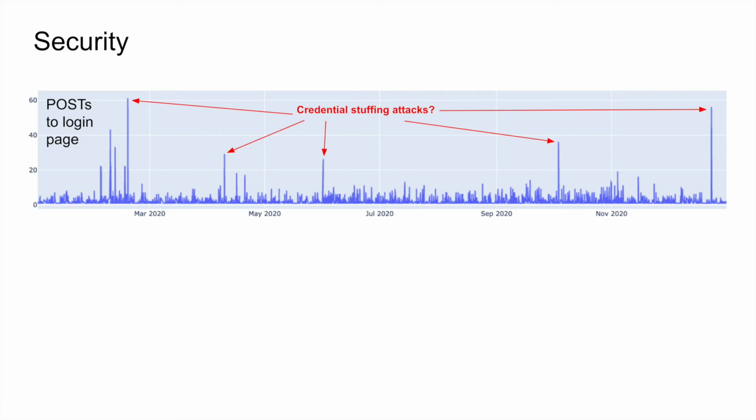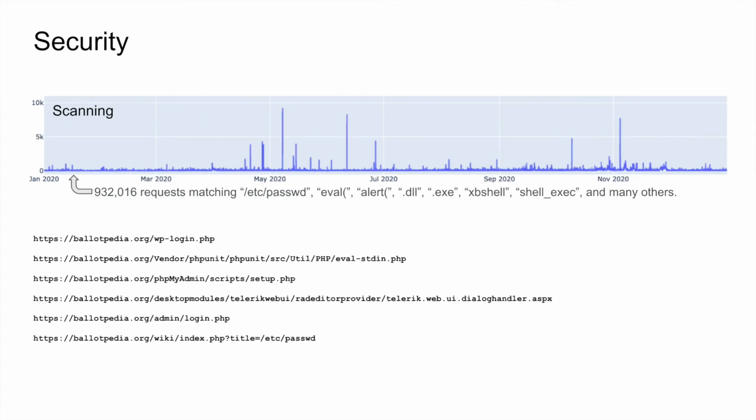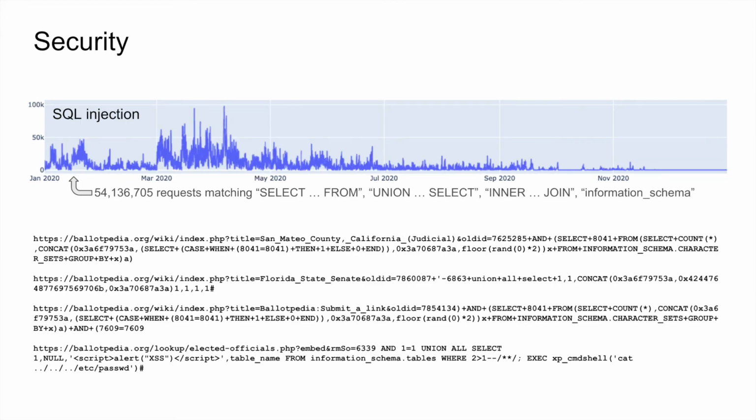Security is a great reason to analyze web server logs, and one where front-end systems like Google Analytics provide little information. At Ballotpedia in 2020, we saw several possible credential stuffing attacks, spikes in post requests to our login page, which were curtailed by a login rate limiting system we have in place. We also routinely see scanning behavior with requests for known vulnerable scripts, attempts at code injection, and requests for sensitive files. And we also see many attempts at SQL injection.